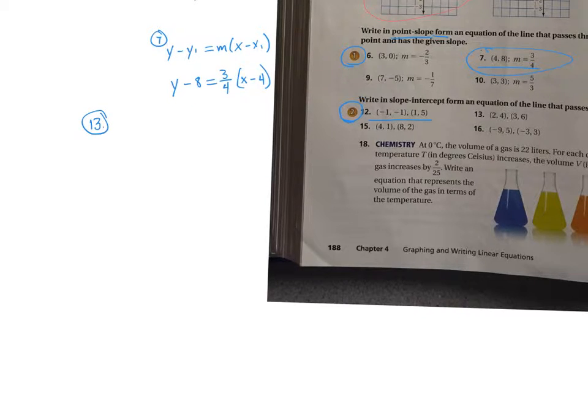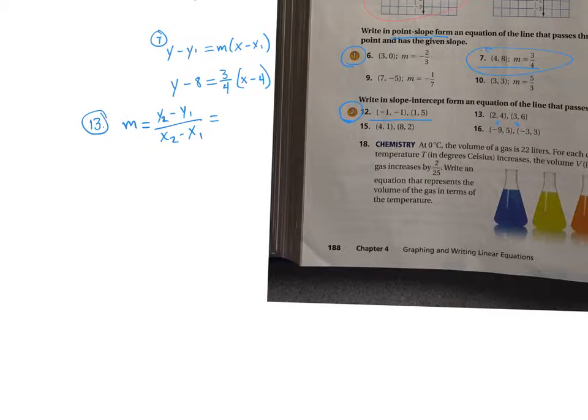And 13's, well, we're going to find the slope first. M equals y1 minus, wait a minute, it's the other way around. Doesn't matter, we just pick one of them. This one's going to be 1, and the second one's going to be 2. I think it's y2 minus y1 over x2 minus x1.